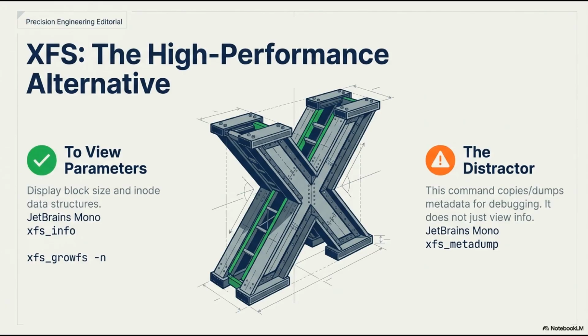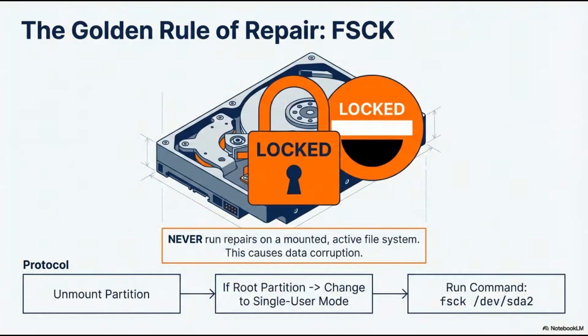Got it. Okay, we've looked at the blueprints. Now things are going wrong. We are moving to slide 8, and we're entering the emergency room. The slide title is Corruption Recovery. This is where the sweat starts to bead on your forehead.